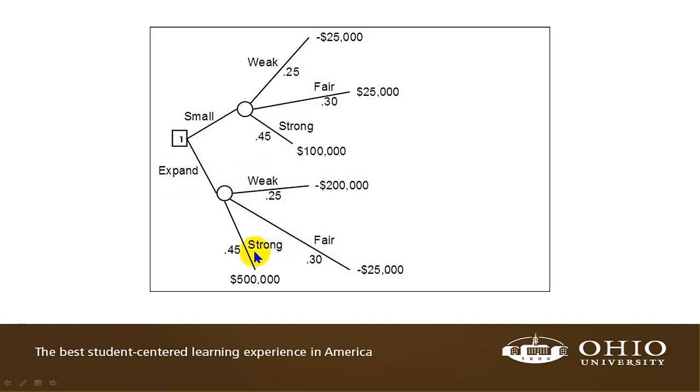Now, the probabilities do not change. The only thing that does change is the payoffs associated with the expanded, because we have the additional cost for the food and refrigeration and facility. Those payoffs are going to be different than the payoffs associated with a small facility. So let's go ahead and open up the starting file and determine which decision they should make based on expected value.